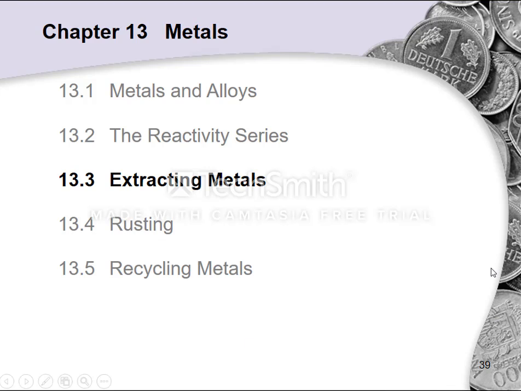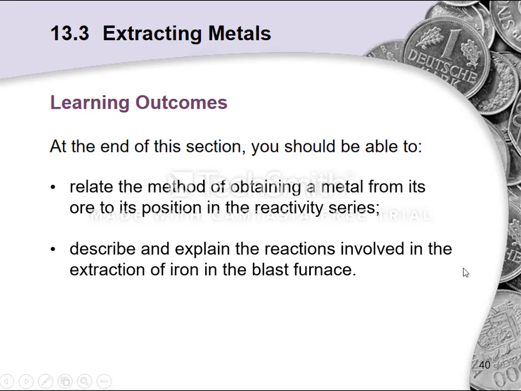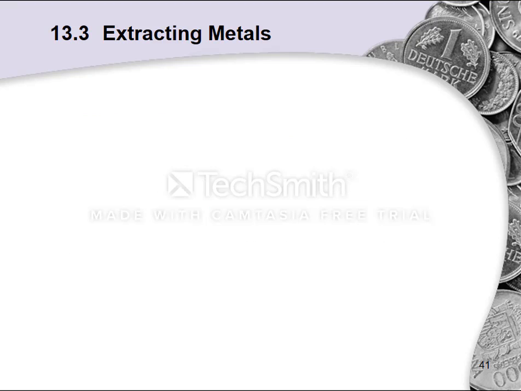Section 13.3 Extracting Metals. In this section, you will learn about the methods to obtain metal from its compound, from its ore, based on its position in the reactivity series, and also describe and explain the 5 reactions that are involved in the extraction of iron in the blast furnace.